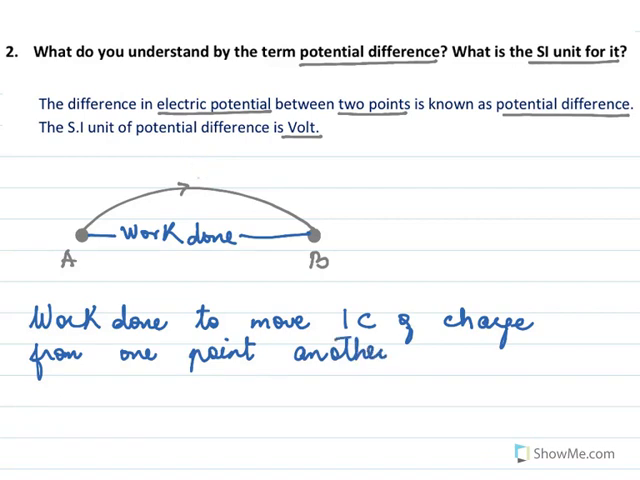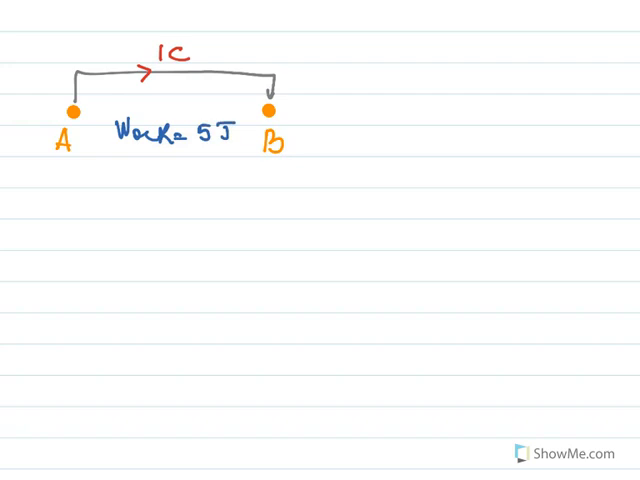So here I take 1 coulomb charge and I see what is the work done. The work done is the potential difference. To explain it further, suppose I have point A and point B, and I move 1 coulomb of charge from point A to B, and while doing so I do work equal to 5 joules. Then the potential difference between A and B is said to be 5 joules.